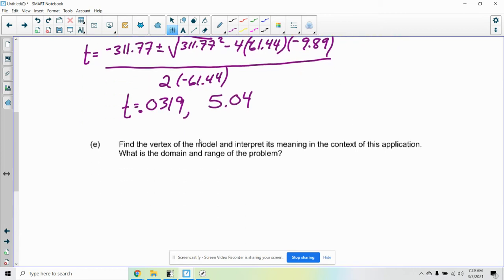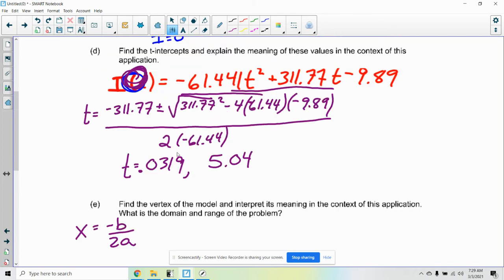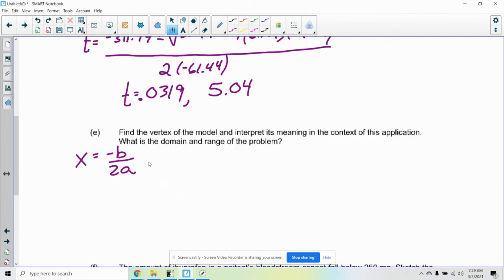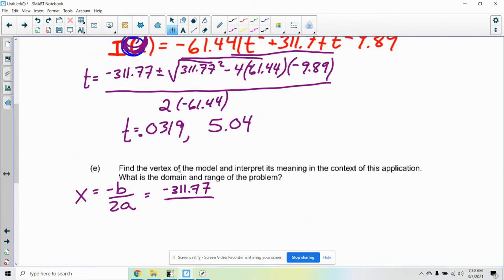So then it says find the vertex. So from last class or the class before, we know the vertex formula is negative b over 2a. That's how we're going to find the x coordinate. So this is going to be just this, negative 311.77 t, just 311.77 divided by 2 times negative 61.44.